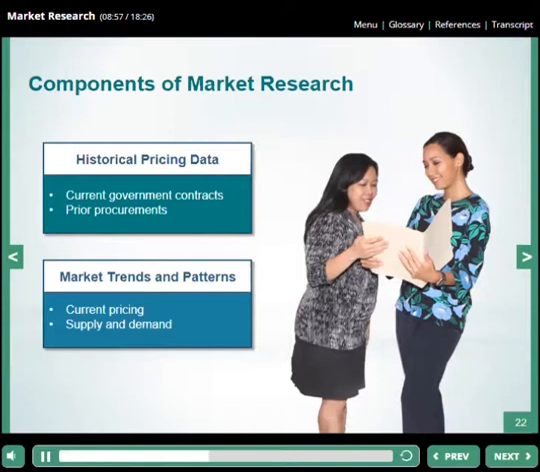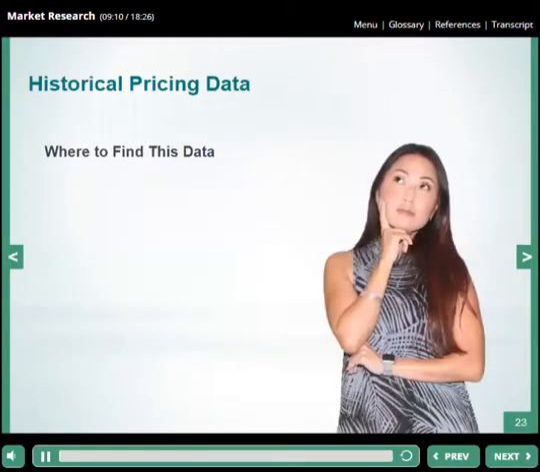Remember, the goal of your market research is to ensure you are securing fair and reasonable prices for goods or services that meet the government's requirements. To do this, you will need to collect and analyze historical pricing information and current trends about supply sources. When performing market research, start by reviewing historical data. This data may come from current government contracts and your own prior procurements.